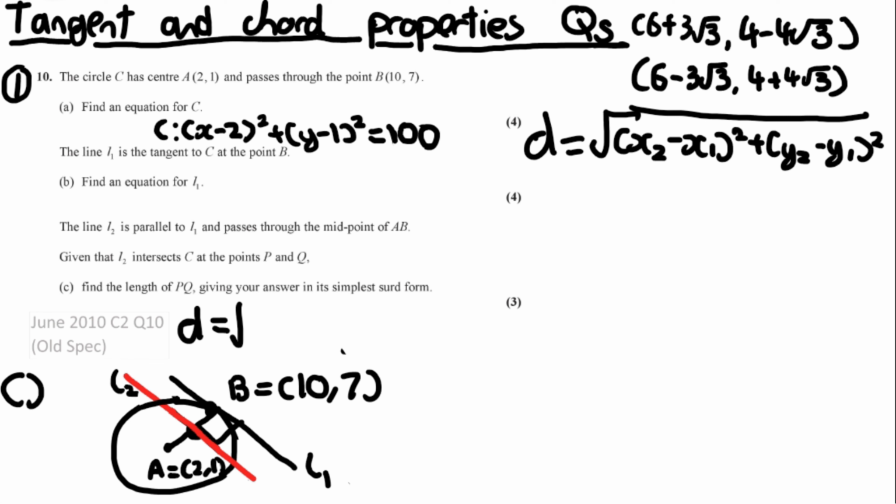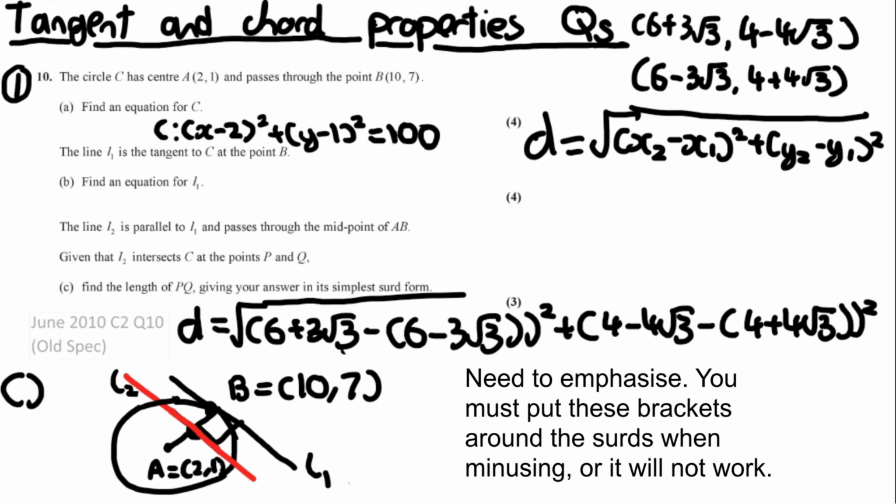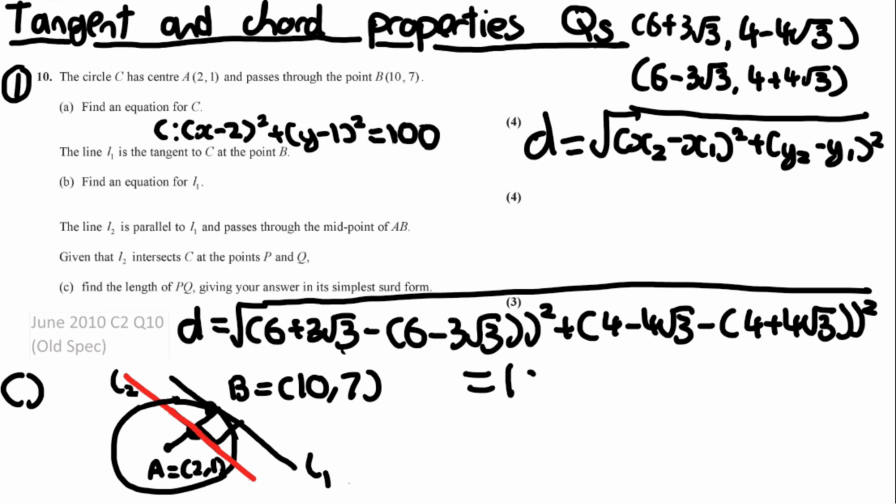It's d is equal to the square root of (6 plus 3 root 3 minus (6 minus 3 root 3)) squared plus (4 minus 4 root 3 minus (4 plus 4 root 3)) squared. And if you put that into a calculator, you will get the value of 10 root 3, and that is the length of PQ.